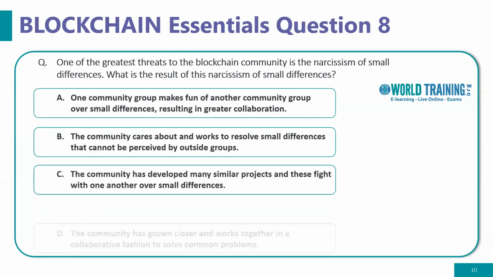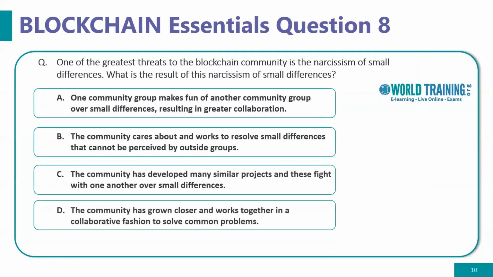So let's move to question number 8, which is about how one of the greatest threats to the blockchain community is the narcissism of small differences. What is the result of this narcissism of small differences? Option A is a community group makes fun of another community group over the small differences, resulting in greater collaboration. That's option A.